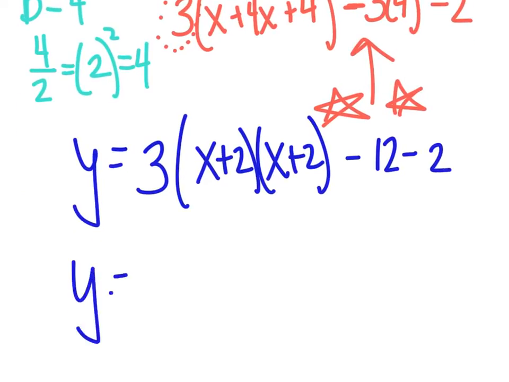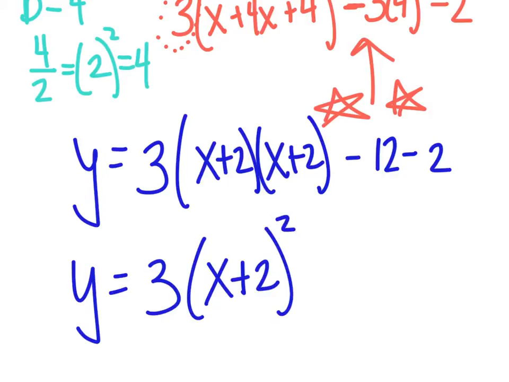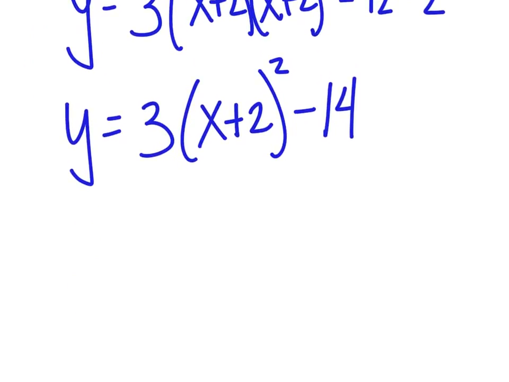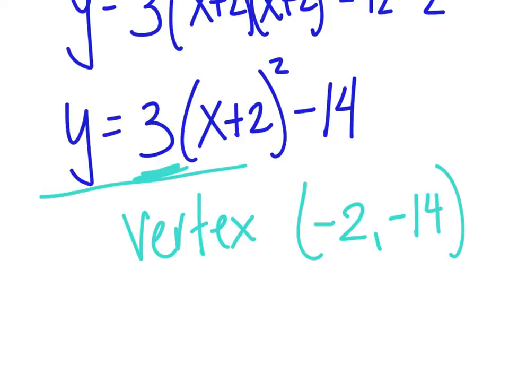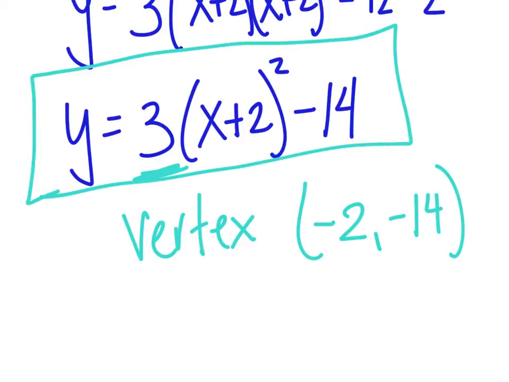So I get y equals 3 times (x plus 2) with a multiplicity of 2, minus 14. So now I have my parabola in vertex form. I can say that my vertex is (-2, -14). And this 3, we'll talk about what that 3 does in a moment. It does play an effect on this graph. And like I said, I'll talk about that in a moment. But here we have our equation now in vertex form.